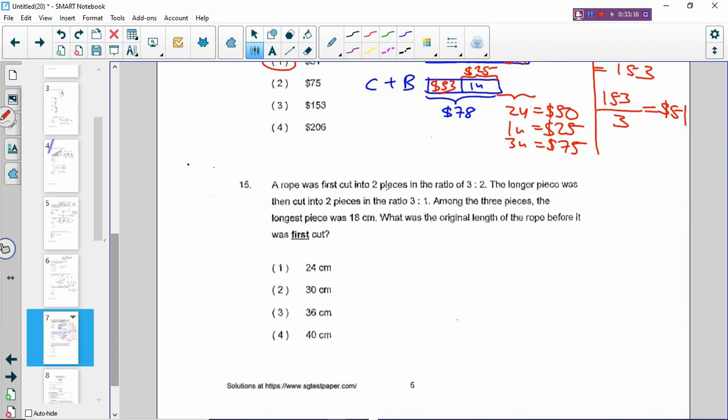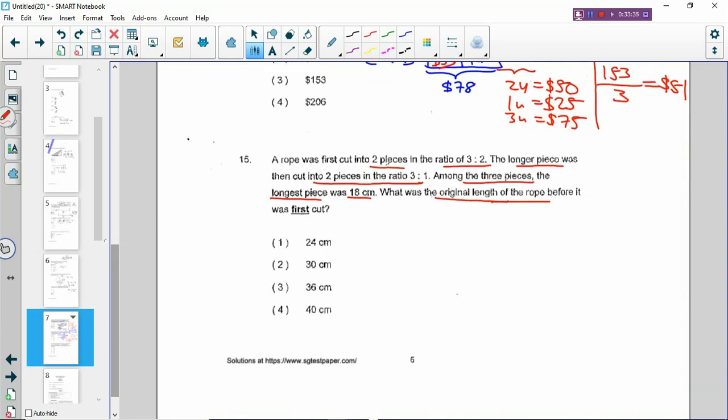Ratio problem. A rope was cut into 2 pieces in the ratio 3:2. The longer piece was then cut into 2 pieces in the ratio 3:1. Among the 3 pieces, the longest piece was 18 cm. What was the original length of the rope before it was first cut? So again, you can use model drawing because it's a good way to visualize the problem. So I'm going to cut the rope into 2 pieces. Let's call it the longer and the shorter. So the longer piece will have 3 boxes, and the shorter piece will have 2 boxes.